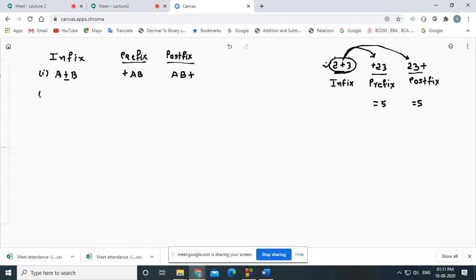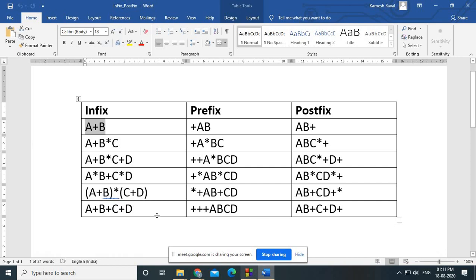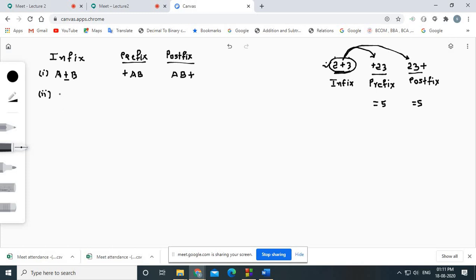Let's see another example, example number 2. Here we need to convert this infix expression a plus b into c, into a prefix and postfix. Okay, fine. So for that, let a plus b, right, into c.